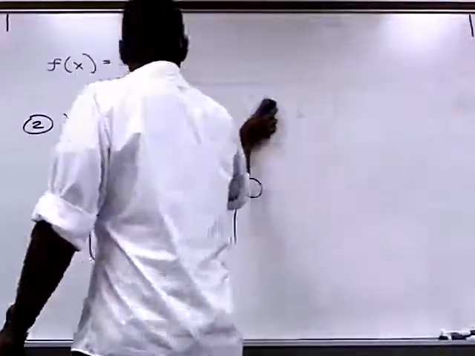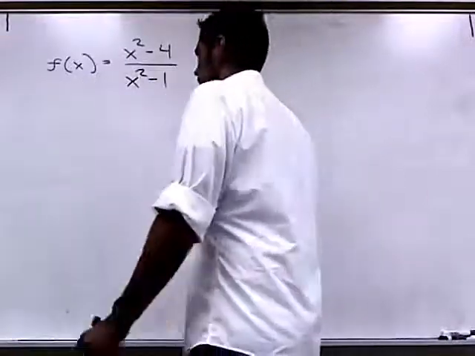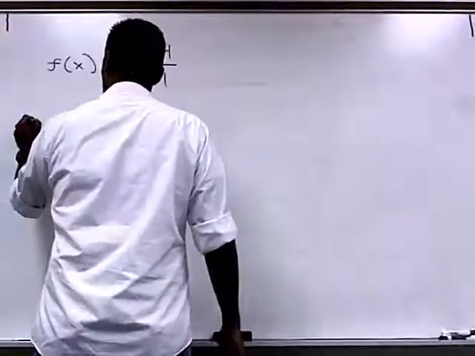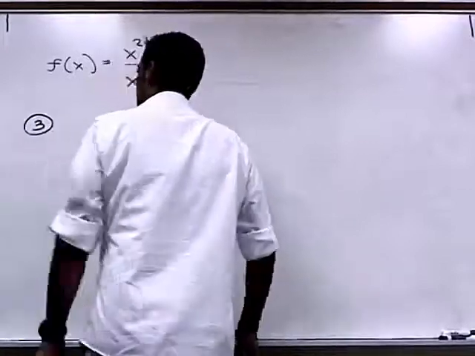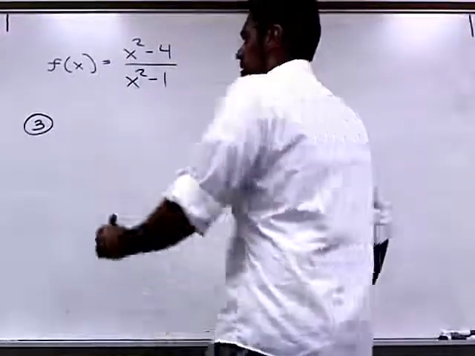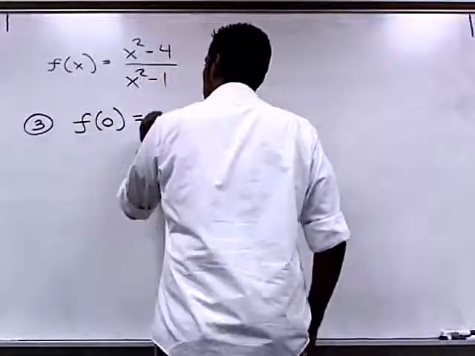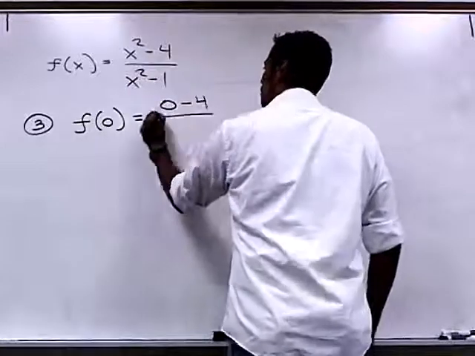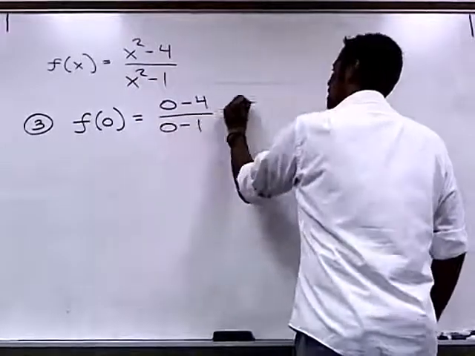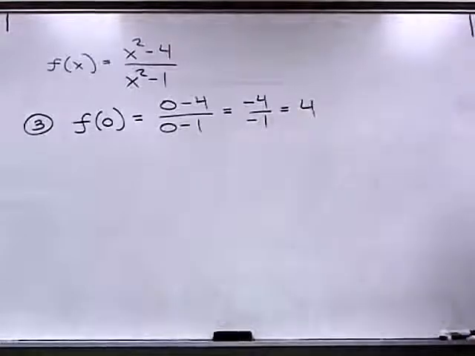Third step. Y-intercept? Is that what we had for the third step? Yes. How do you find the y-intercept? Plug in 0 to the function for x. So that's 0 minus 4 over 0 minus 1. That's -4 over -1. That's 4. So I have a y-intercept of 4.